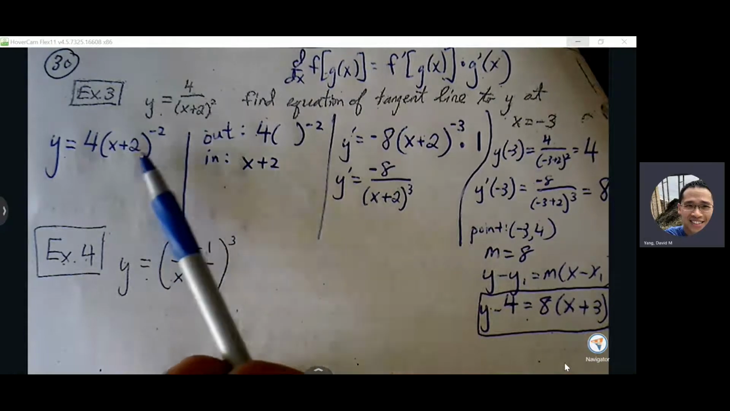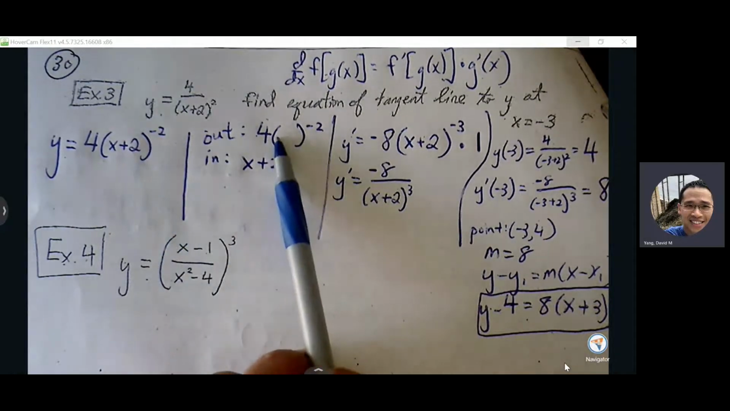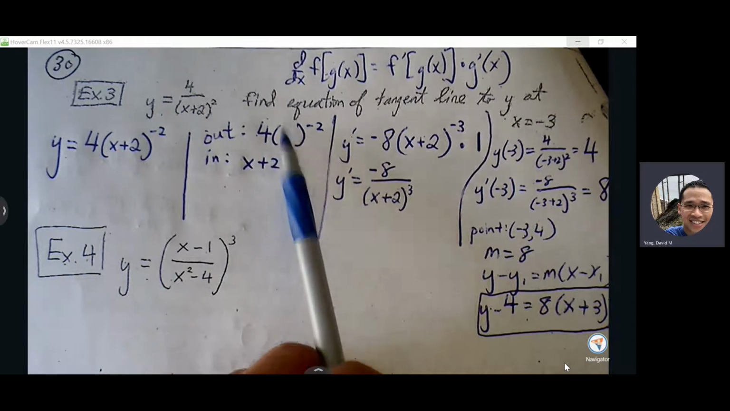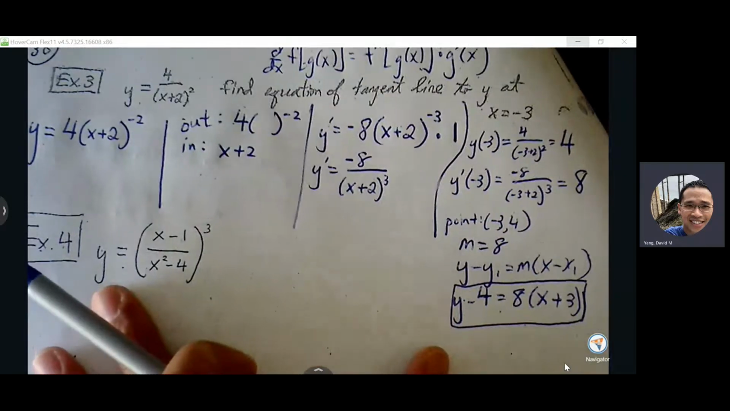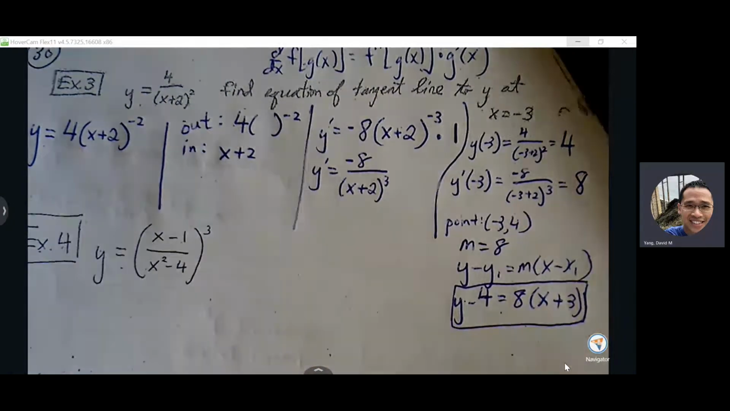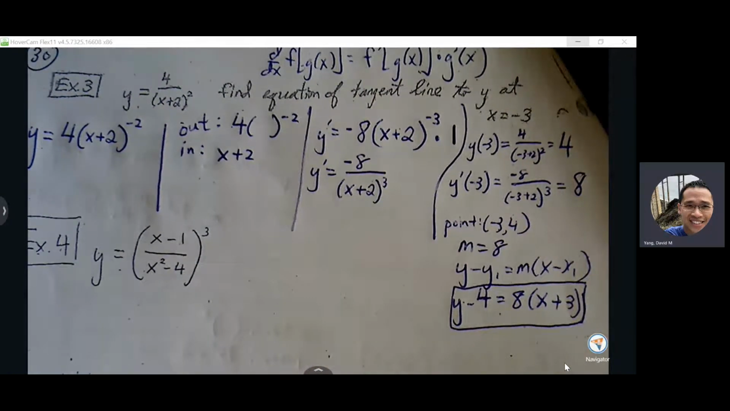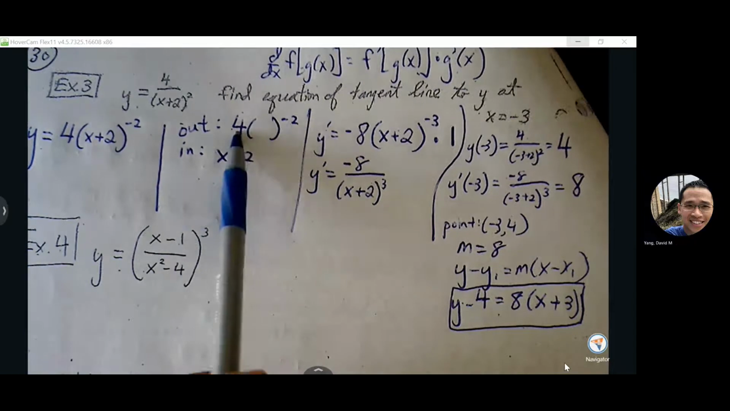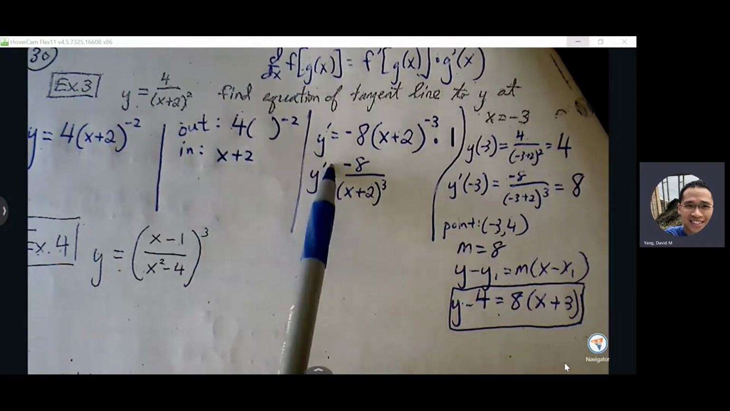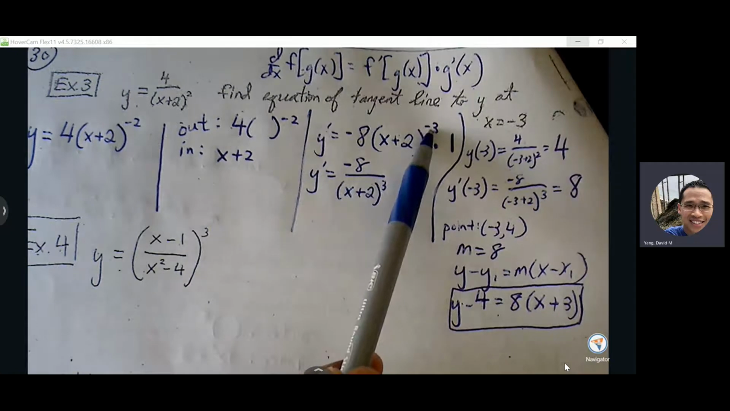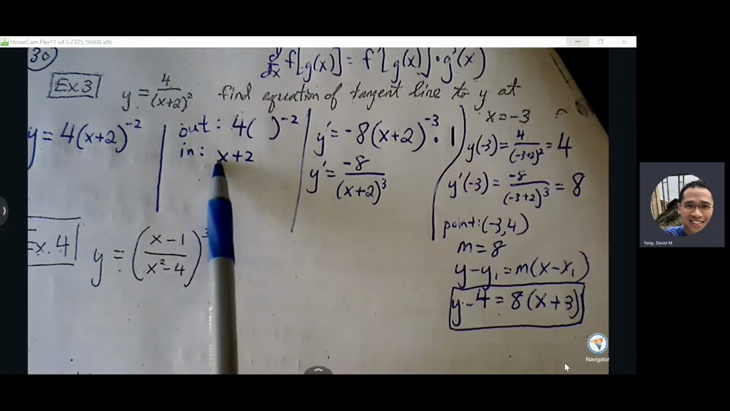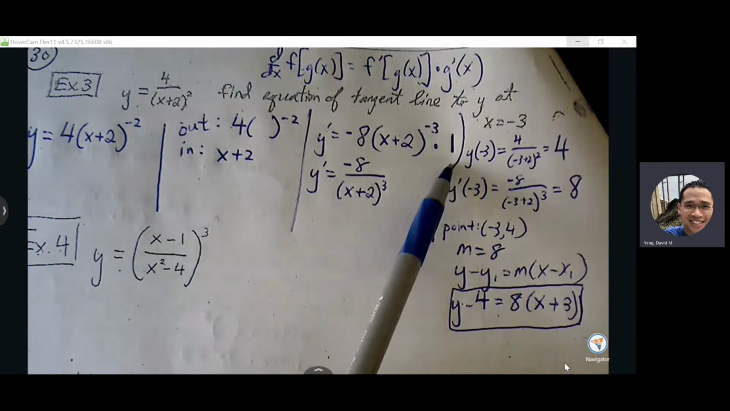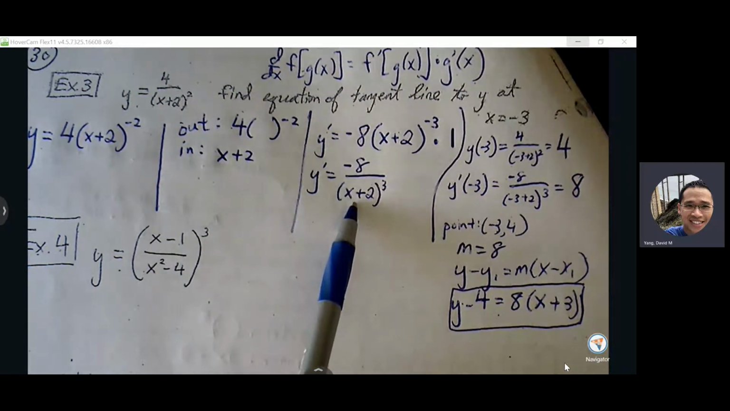So we talked about how this cannot be expanded. We have to rely on chain rule and recognize the outside and inside portion of our function. Outside is whatever is to the left and to the right of the parentheses, which is 4 parentheses to the negative 2, and the inside function is the x plus 2. We take turns with the derivatives. Outside derivative, we go through power rule, bring down negative 2, merge with the 4, negative 8, parentheses to the negative 3, multiplied by the inside function's derivative. So x plus 2 becomes 1. Do some cleanup, and we have our slope formula, our derivative.